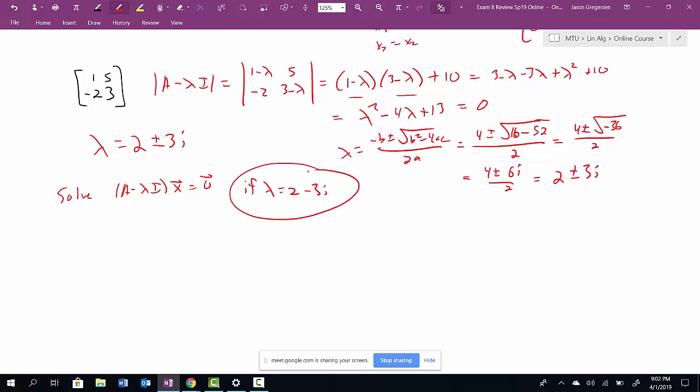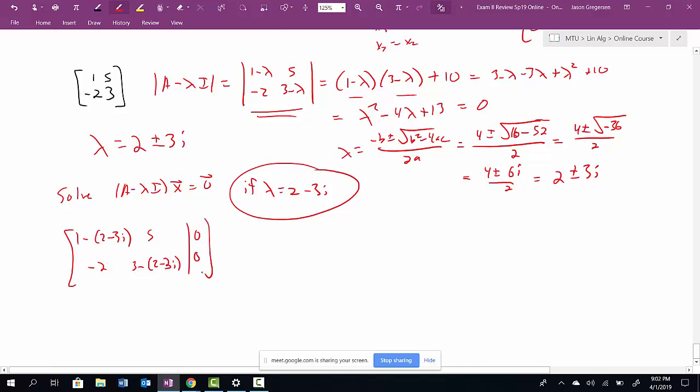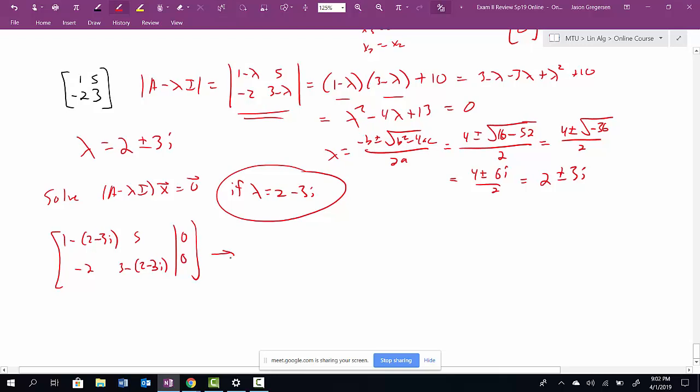Let's choose that guy. If lambda is equal to 2 minus 3i, then I plug it back into A minus lambda I, and I will get 1 minus the quantity 2 minus 3i. I always write the quantity, that way I don't forget to distribute my negative sign. 3 minus the quantity 2 minus 3i, augmented with 0. Simplify a little bit, I get negative 1 plus 3i. And I get negative 2 and 1 plus 3i. And now what?